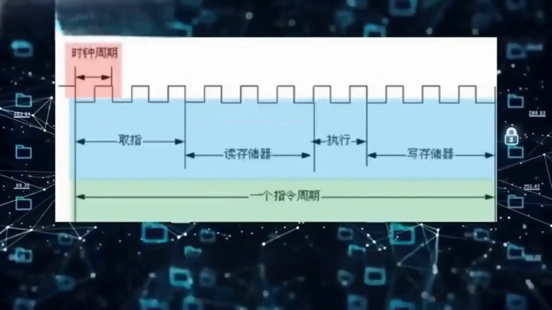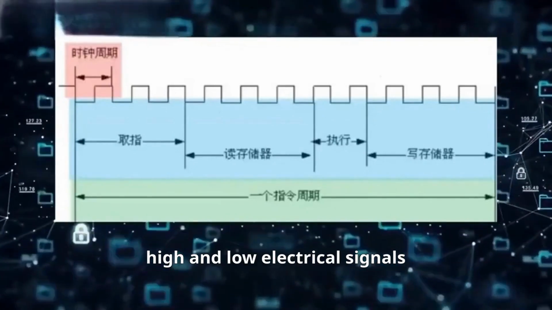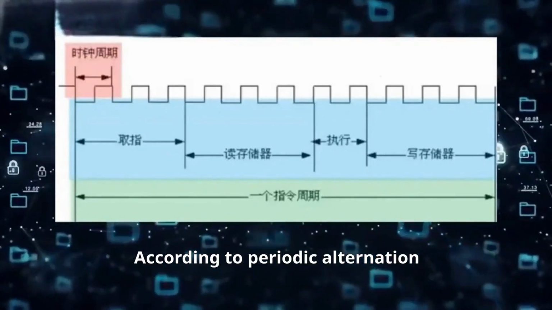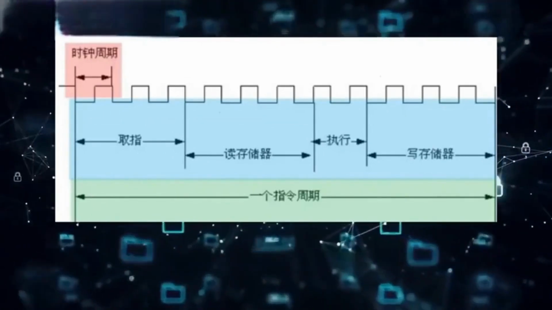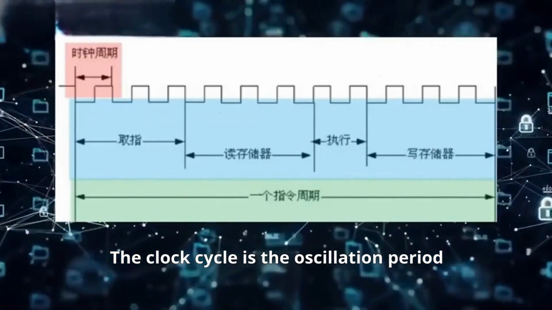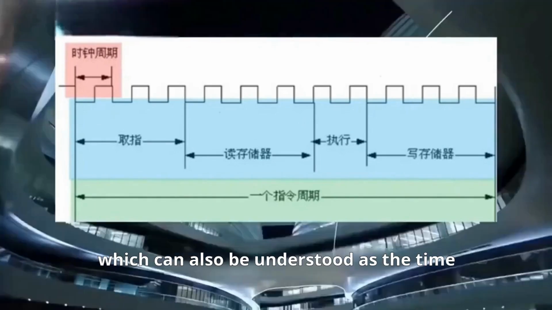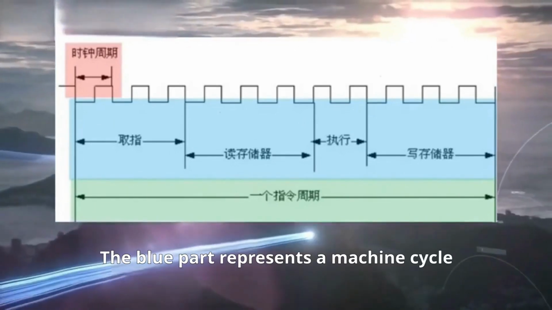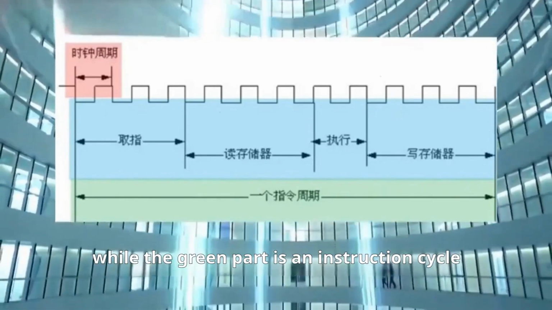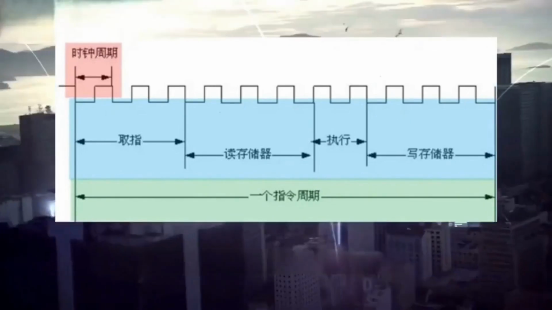Then back to the CPU. The essence of the clock is high and low electrical signals, according to periodic alternation. This in turn drives various logic gates of the CPU. The clock cycle is the oscillation period, which can also be understood as the time required to transmit a 0 or a 1, as shown in the pink part of the diagram. The blue part represents a machine cycle, while the green part is an instruction cycle.